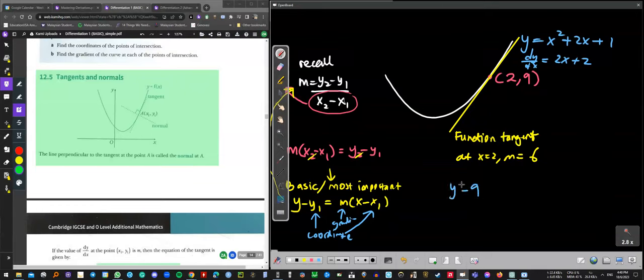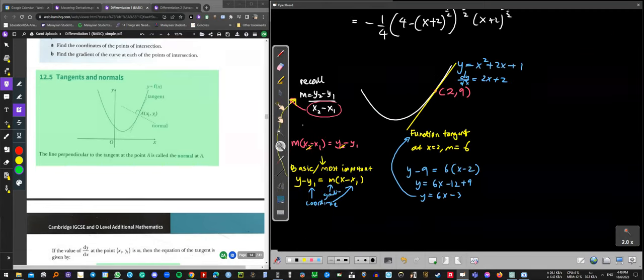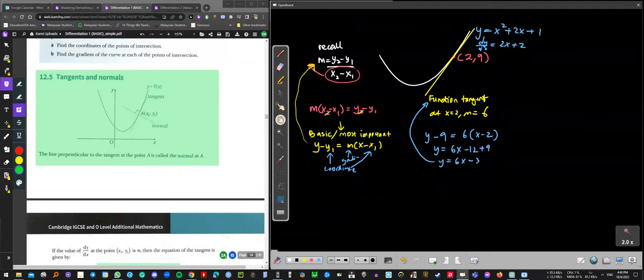So y minus 9 equals to 6 times x minus 2. So it's going to be y equals to 6x minus 12 plus 9. So y equals to 6x minus 3. This is the function tangent untuk warna kuning tu. Okay, clear so far? Any question here?